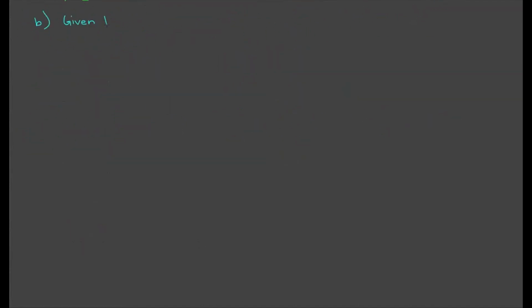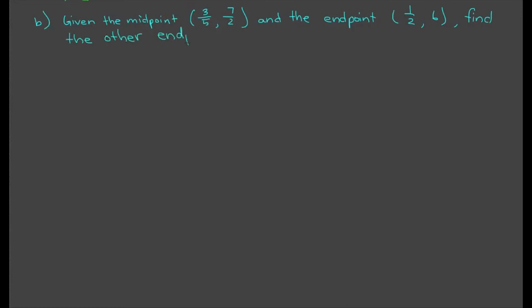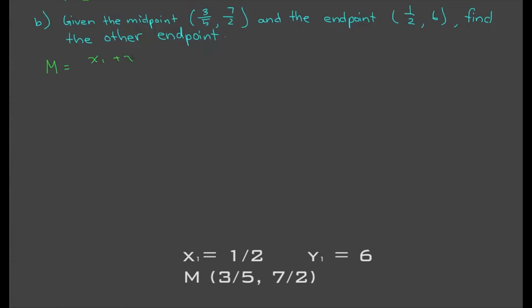B. Given the midpoint (3/5, 7/2) and the endpoint (1/2, 6), find the other endpoint. As in the previous example, we will start labeling our endpoint as x1 and y1, and the midpoint as M. Now we will find the x-coordinate using part of the midpoint formula. M equals (x1 plus x2) divided by 2. Now we will substitute our points into the equation. Using the x-coordinate from the midpoint for M, 3/5 equals (1/2 plus x2) divided by 2.